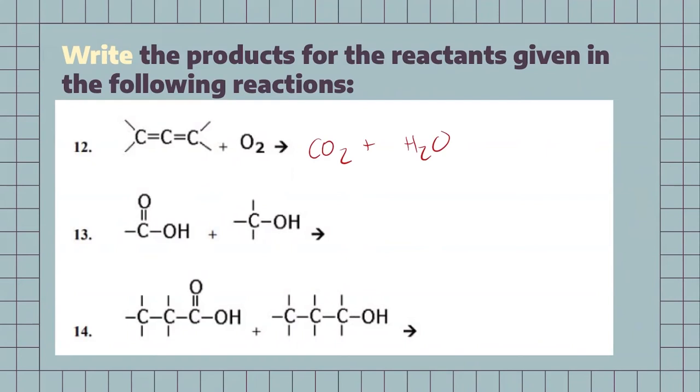For our next one, we have our carboxylic acid. We have our alcohol. We know that this alcohol is going to form a bond with that carbon there, kicking off that other OH. And our first product would be our ester and also water.